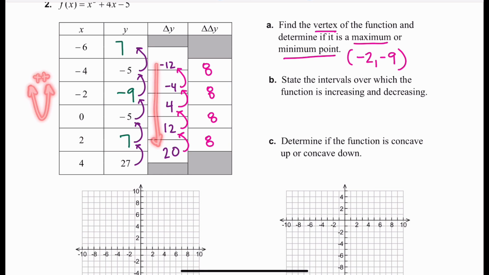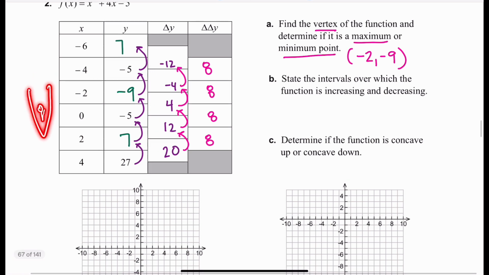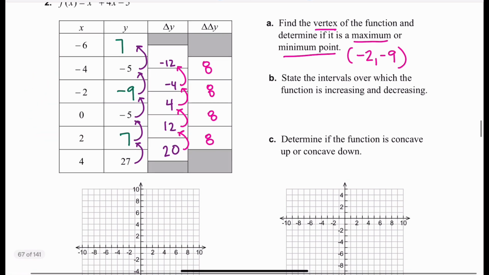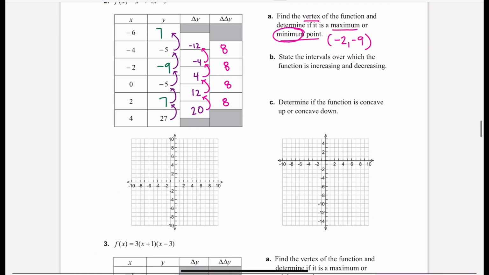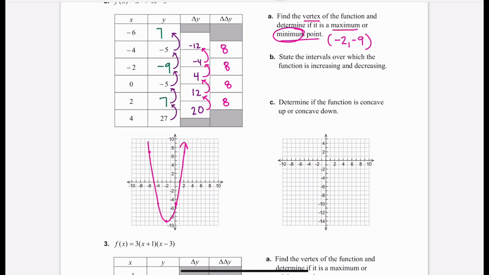Positive makes you happy. So if you're in a pit, you're at a minimum point. So this point right here is going to be a minimum. Another way of finding that is you could just plot these points: -6, 7, -4, -5, and 4, 27 is off our graph. This graph right here is concave up, so this would be a minimum point. If you're down in a pit, you're at a minimum.